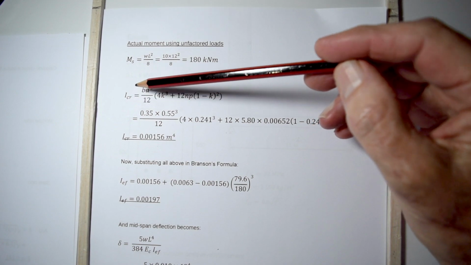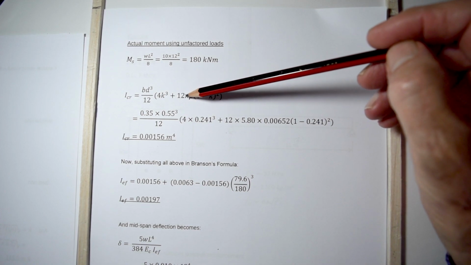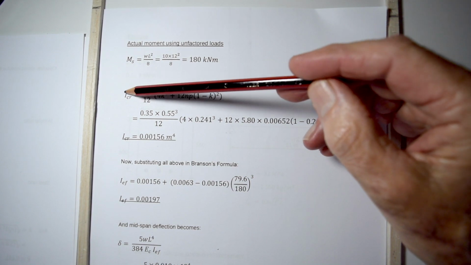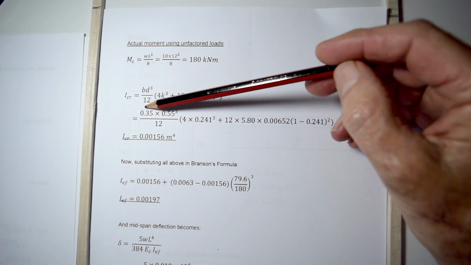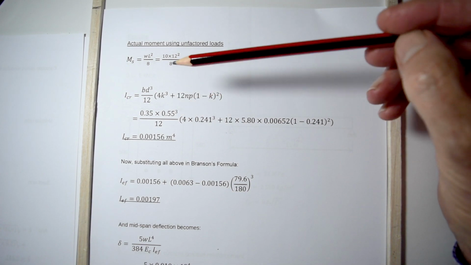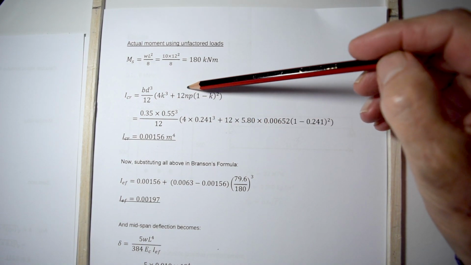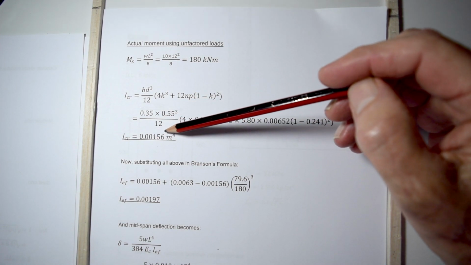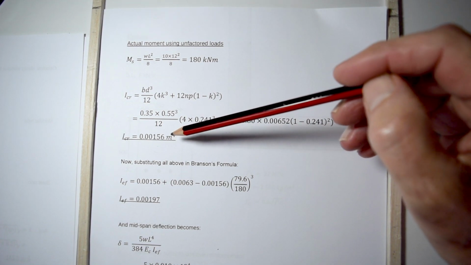Now, the cracked inertia, BD cubed over 12, multiplied by these factors which we've computed on previous pages. That is the formula for the cracked inertia. There your breadth of your beam and your effective depth are, BD cubed over 12. We use effective depth there, not the overall depth. These are purely substitutions from the work that we've done prior to this in earlier pages, and we get an I cracked of 0.00156 meters to the fourth. Remember, inertia is always to the fourth power.